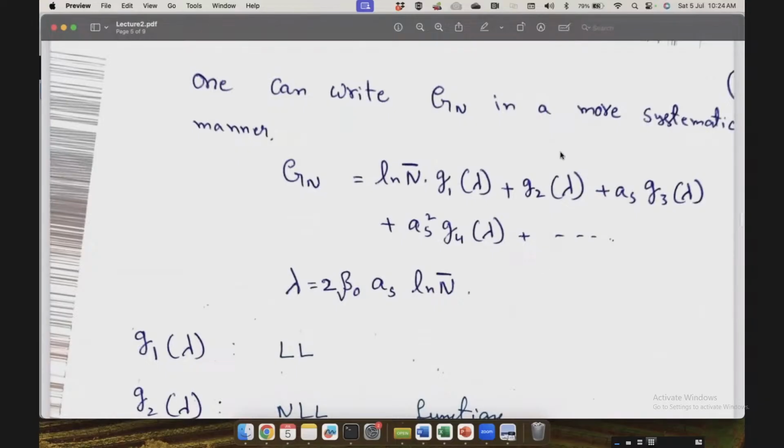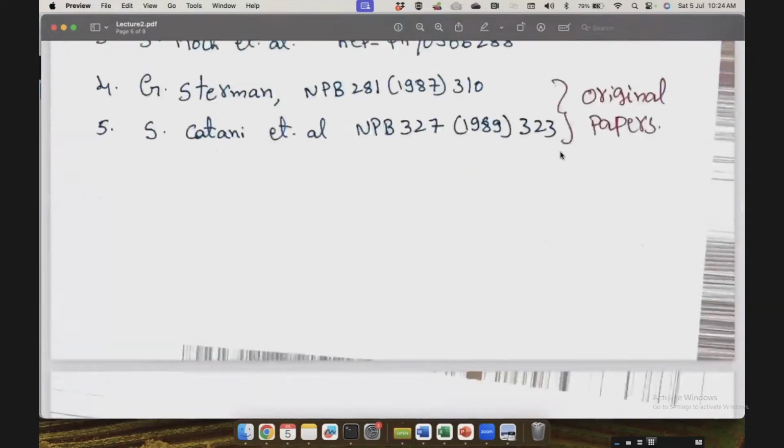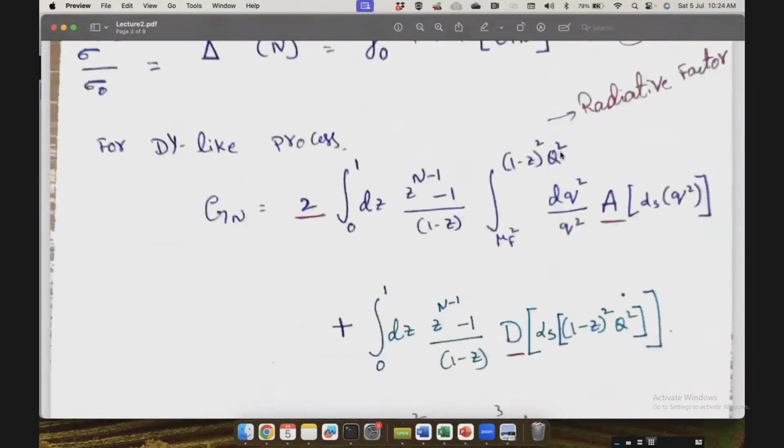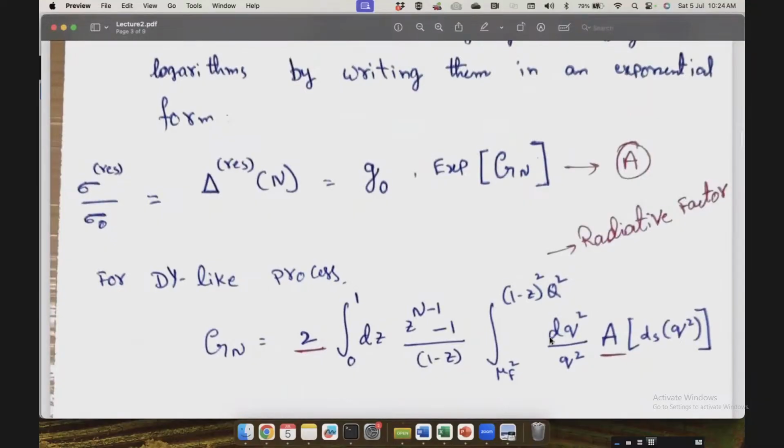So one can write Gn in a more systematic manner. Right now, all that I have said is this expansion formula for Gn. Now this Gn, if you put it in the exponential and expand it, I will get back all those perturbatively calculable large logarithmic corrections.